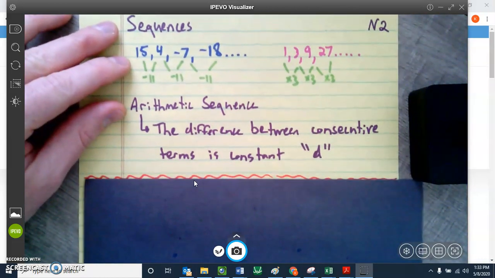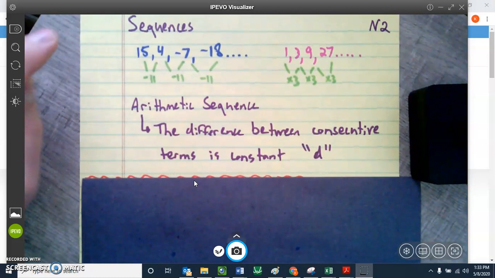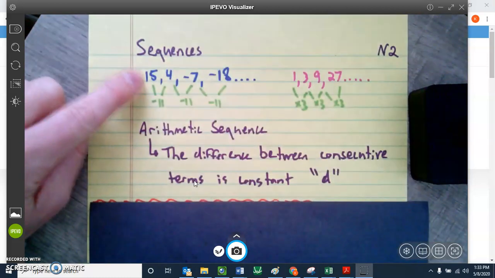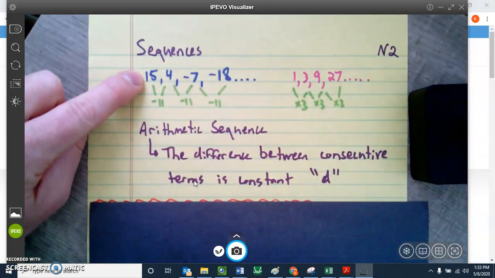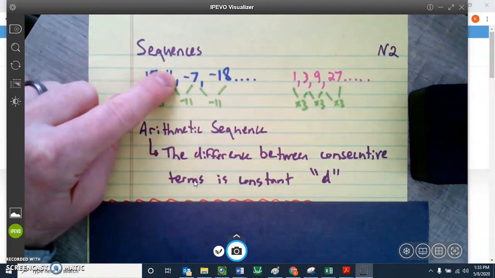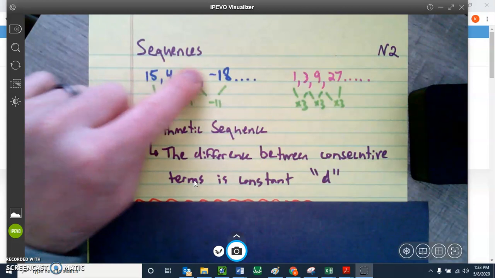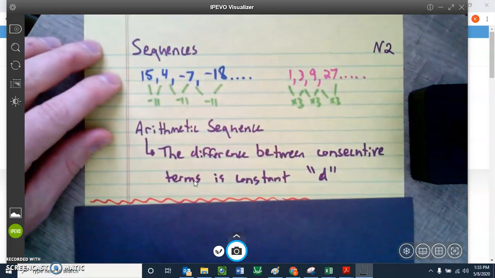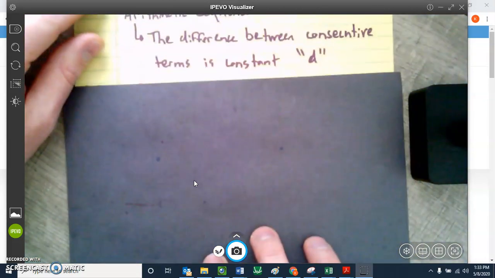Okay, so I tried to do this on purpose. For this sequence up here, we started at a number, and every time we moved over, we changed by the same amount. So I moved over, went down 11. Moved over, went down 11. Moved over, went down 11. That should sound a little bit familiar to us in our algebra days.